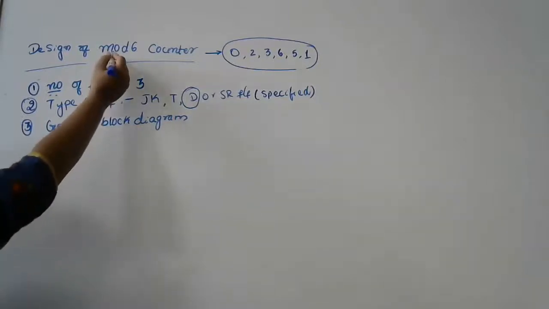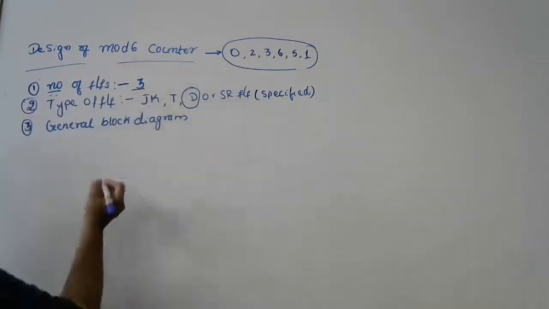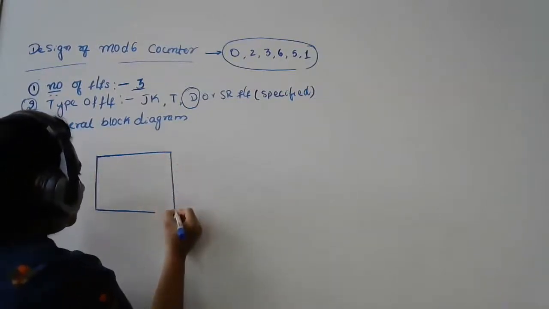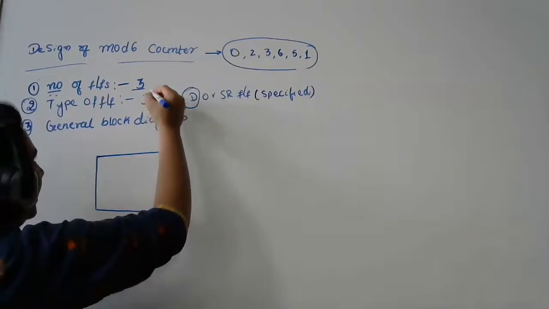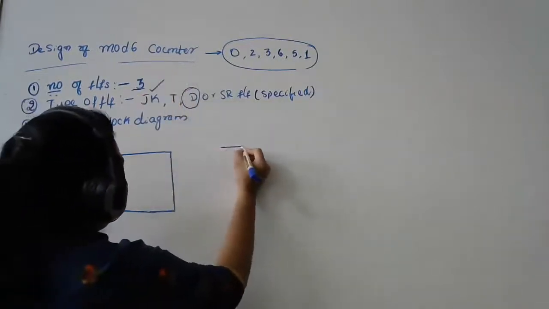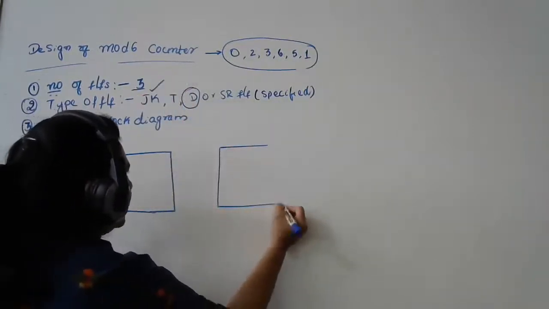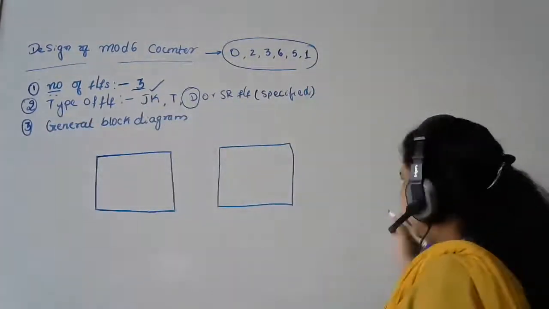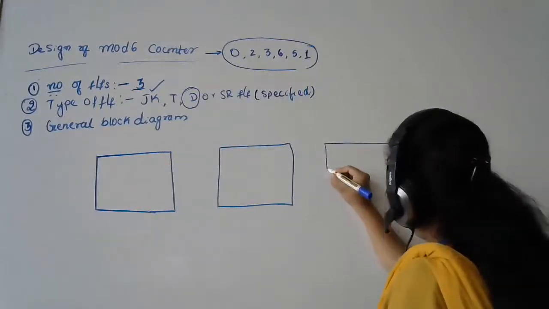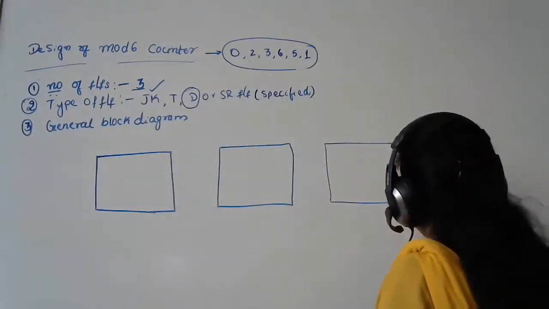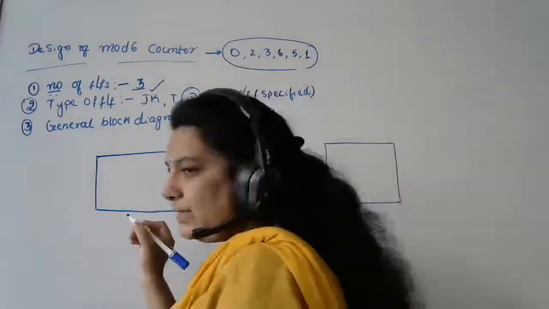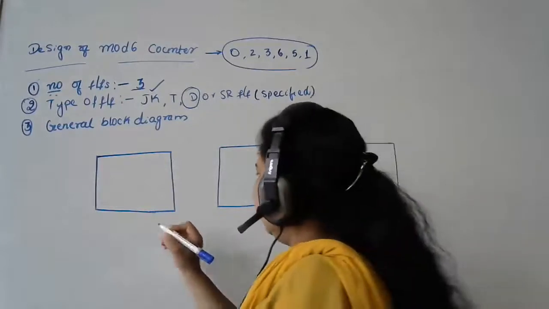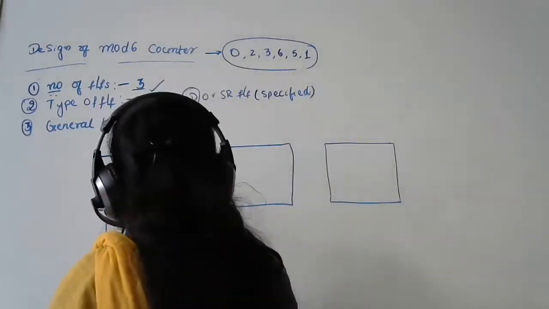As I want a mod 6 counter, I want 3 flip-flops. So let me write the generalized diagram now. Let me start with a JK. I choose a JK flip-flop. So I'm designing a 3-bit counter, right? It's a mod 6 counter. Using the JK flip-flop, I'm going to do the design. So let me put it like this.